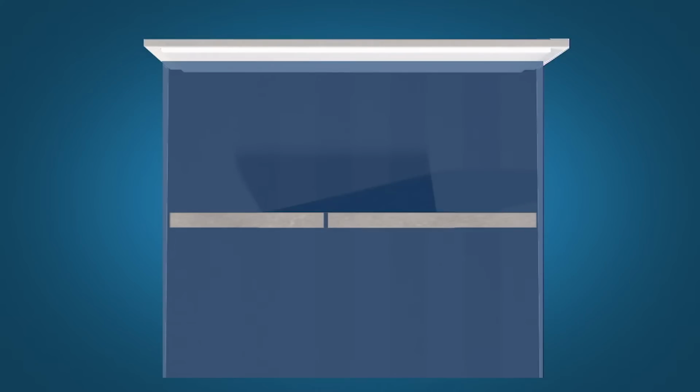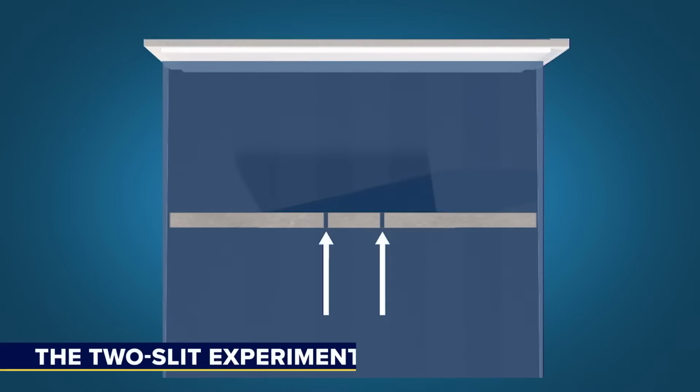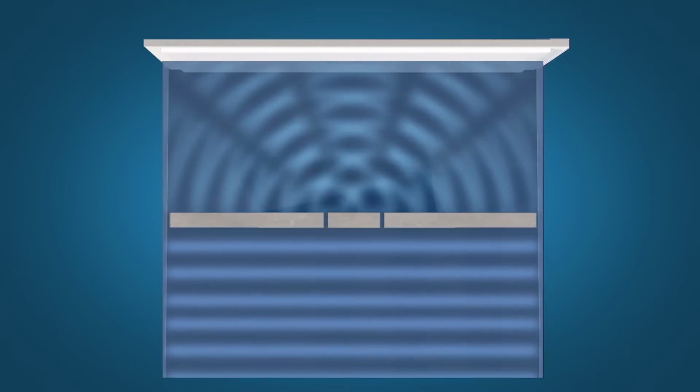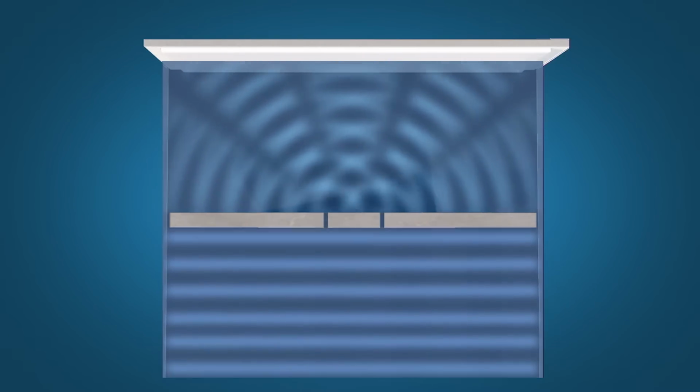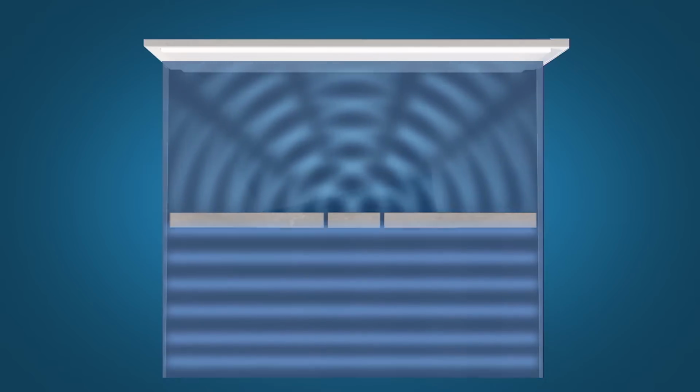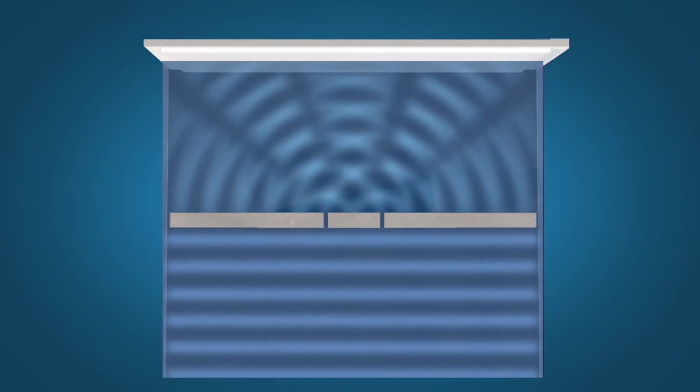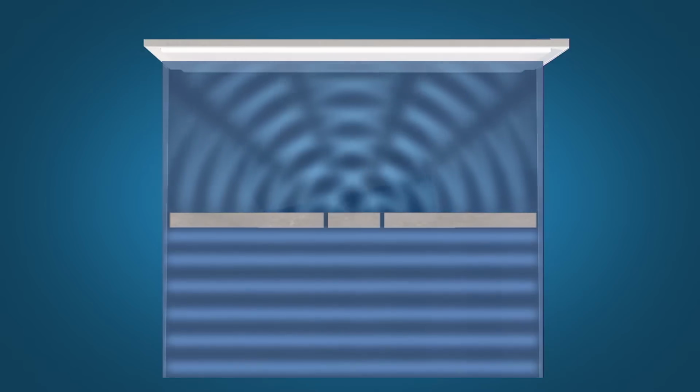What Young did was to have two adjacent slits in a screen with another screen much further away. If light is a wave, then what would happen is that it would pass through the two slits. The light passing through one slit would spread out as it moves to the distant screen. The same thing would happen to light passing through the second slit. Since you have two sources of waves, these two sets of waves can interfere with one another.